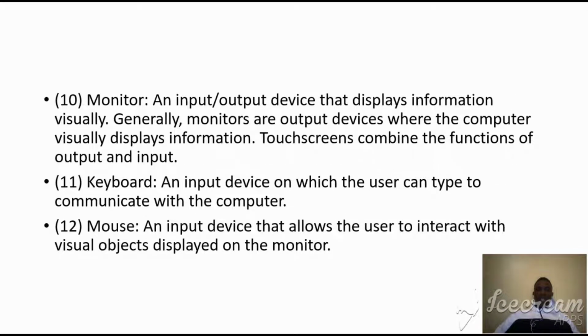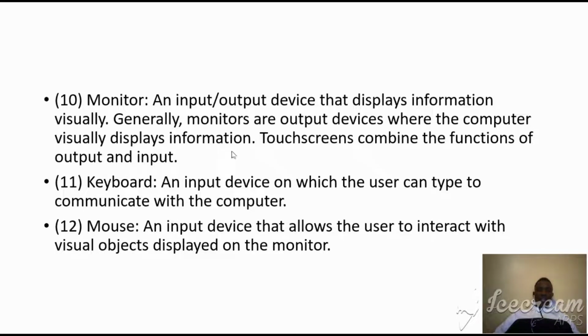Number 10, you have the monitor, an input/output device that displays information visually. Generally, monitors are output devices where the computer visually displays information. Touch screens combine the function of input and output. So I think this is self-explanatory. If you have a touch screen, then it serves both purposes as input and output device, but most of the time the monitor is just an output device that brings out the visuals.